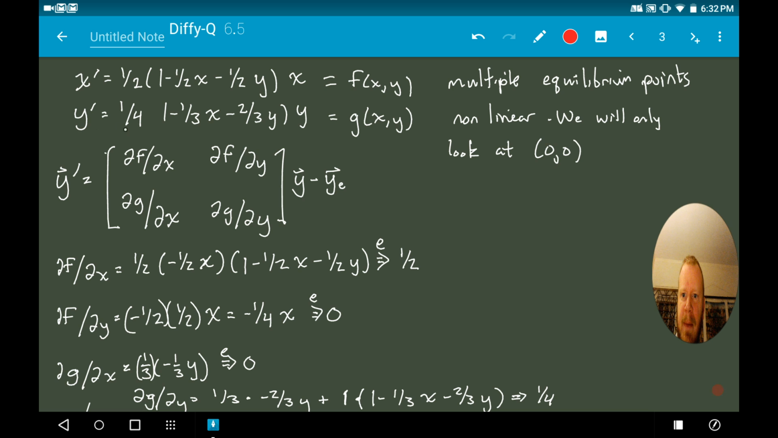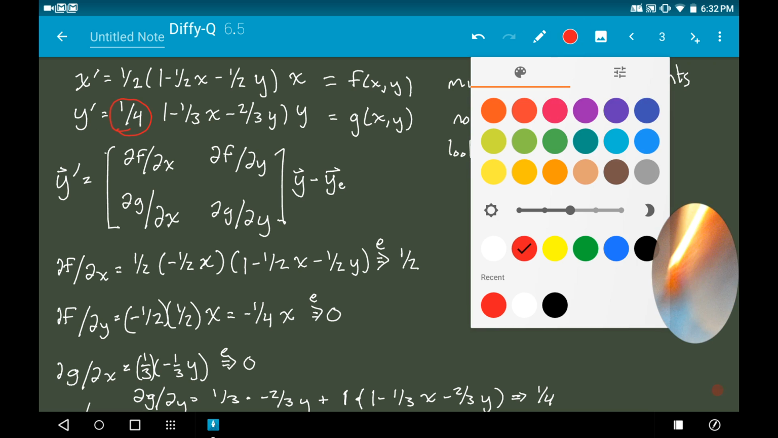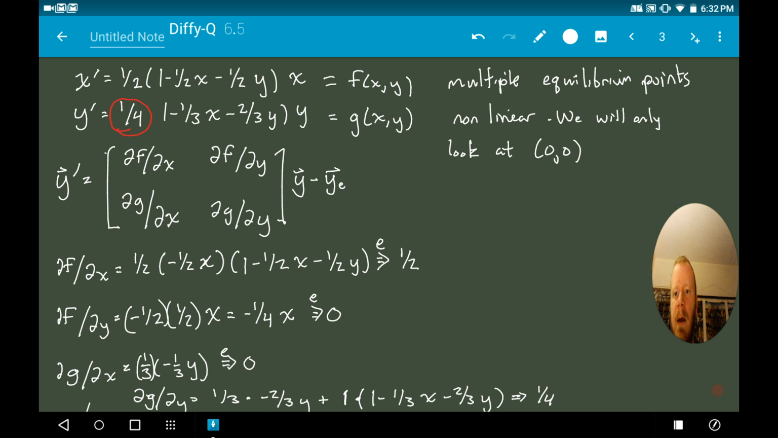Let's indicate that somehow, right? Okay. So let's see, that trickles down to, let's see, this is still going to be 0, this is still going to be 0, this is so 1/4 times that. So sorry about that. This one ends up being 1/4 down at the bottom when we evaluate it at that equilibrium point.